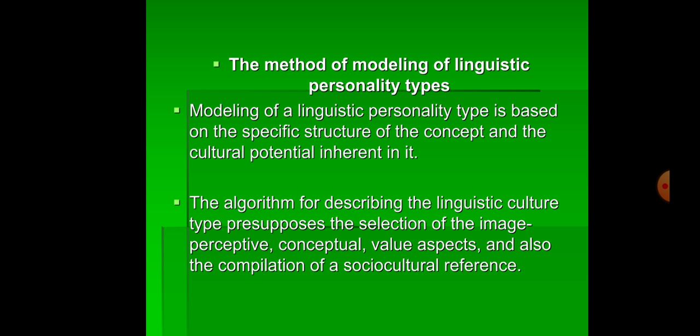There are three types of models of linguistic personality. Modeling of linguistic personality type is based on the specific structure of the concept and the cultural potential inherent in it. The algorithm of describing the linguistic culture type presupposes the selection of the image, perceptive, conceptual, value aspects and also the complements of socio-cultural references.